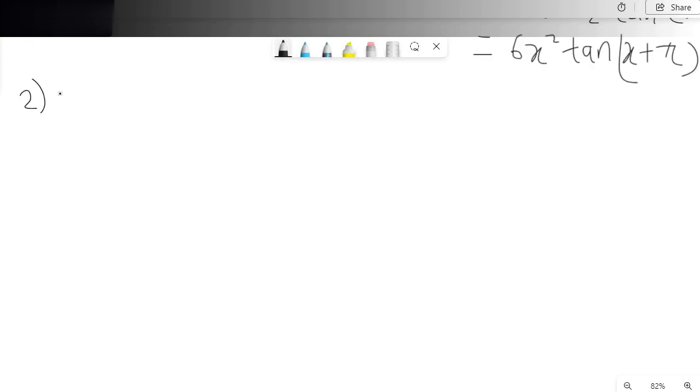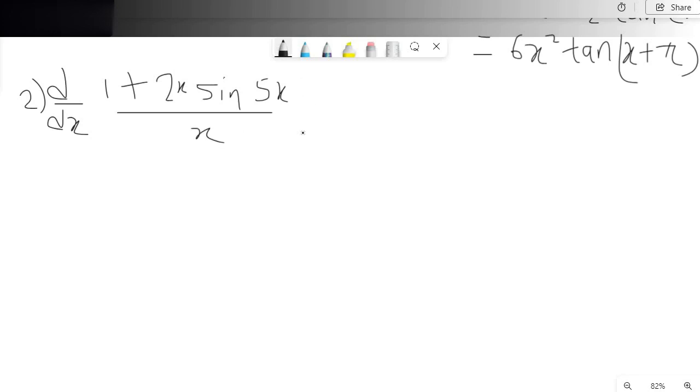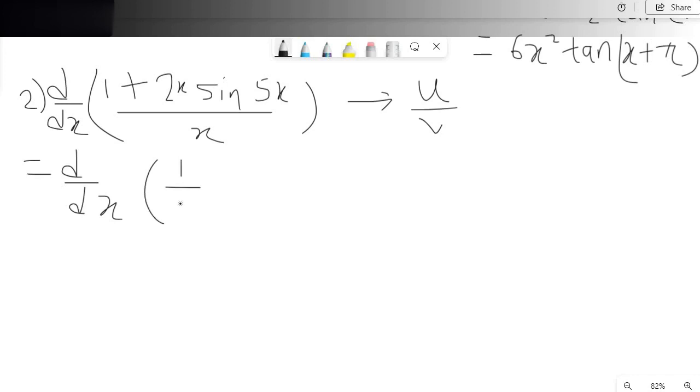So for number 2, we have to find the derivative of 1 plus 2x sine 5x divided by x. There are mainly 2 ways of doing it. One is by using the quotient rule, as this is in the form of u by v, or we can simply simplify it to get 1 by x plus 2 sine 5x, as 2x divided by x is 2.